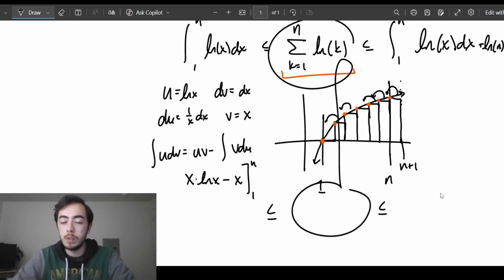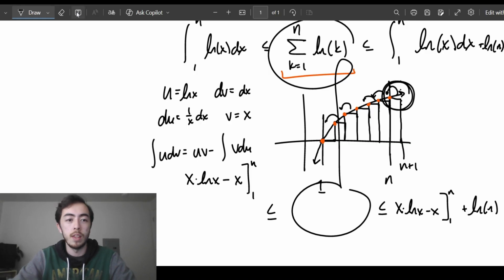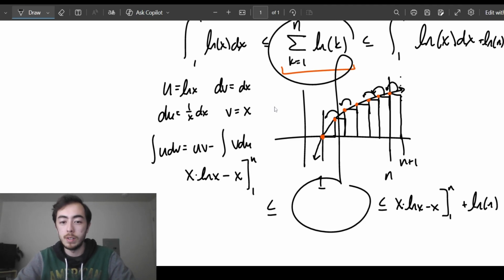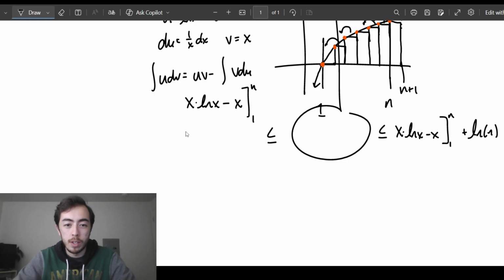And it's the same integral on the right side, so we'll have x times ln x minus x evaluated from 1 to n, and then plus that natural log of n at the end. Again, that just makes sure that the right integral does actually provide an upper bound on our sum, our Riemann sum in the middle. Let's evaluate top and bottom.